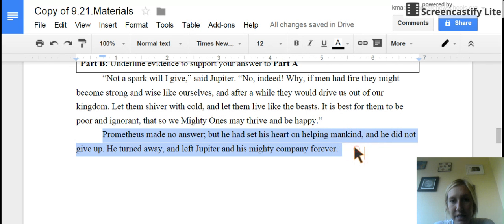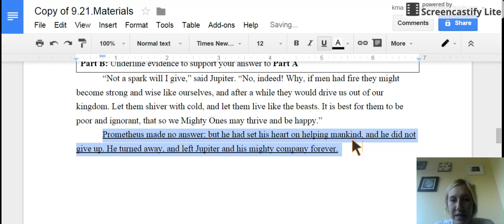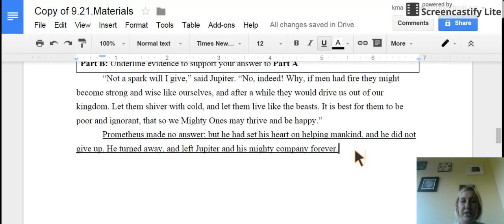Again, I'm going to underline this because this is showing us about Prometheus's character traits. He had his heart set on helping mankind. He would not give up. And he left Jupiter's company, meaning even though he could stay with the gods and live like they did, he would rather help mankind.